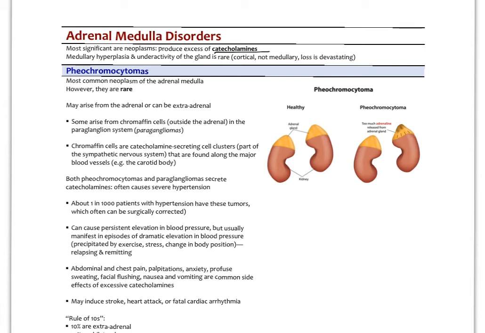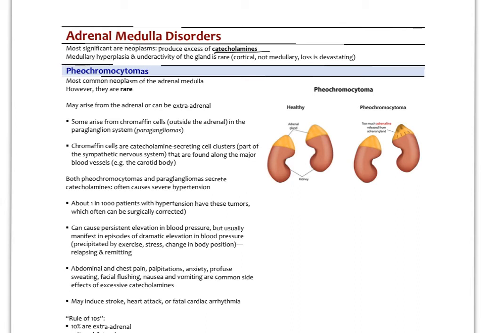The primary adrenal medullary disorder to be familiar with is the pheochromocytoma, and this is a neoplasm of the adrenal medulla. That said, these are very rare. In my own career over 20 years, I've only seen a couple of these cases. The pheochromocytoma can arise from within the adrenal medulla itself, or from any of the chromaffin tissue, which again is catecholamine-secreting tissue that is part of the sympathetic nervous system.